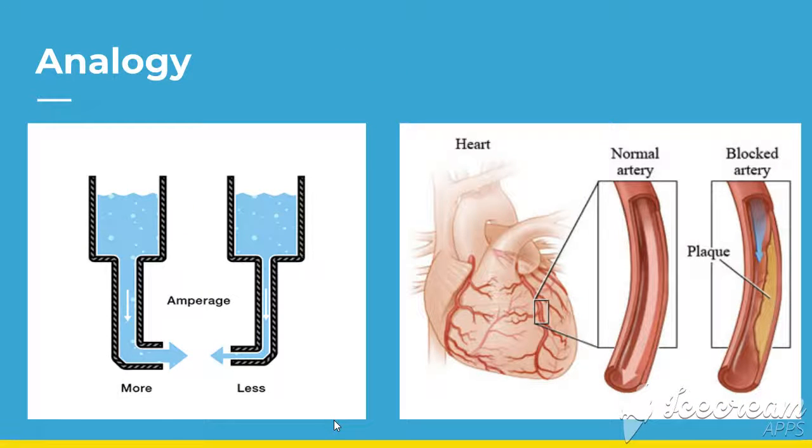A good analogy for resistance would be water flow. So if you have a pipe that is wider, the water is going to get through it easier. If the pipe is skinnier, then the water will have more trouble going through, so it will have more resistance. Another more complex analogy for this would be heart disease. A normal artery, blood will flow through very easily, but a blocked artery, it will be harder for the blood to flow through. So this one would have more resistance.